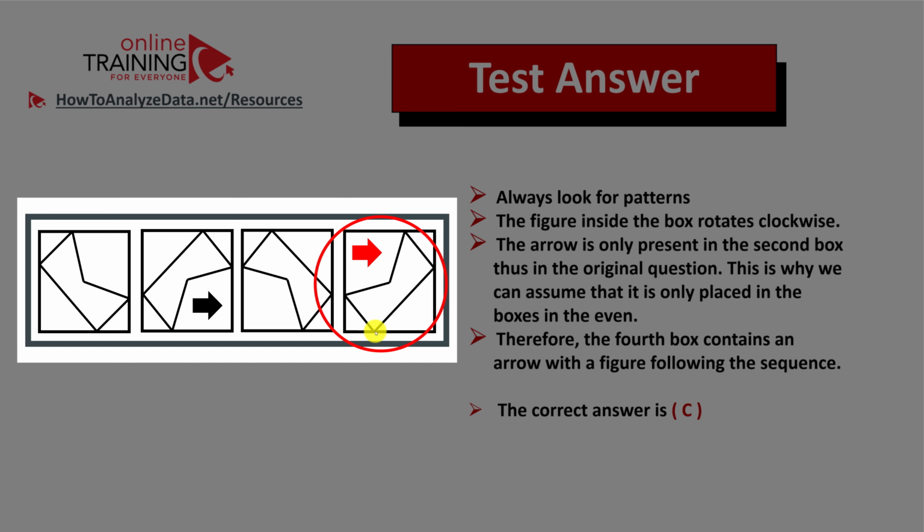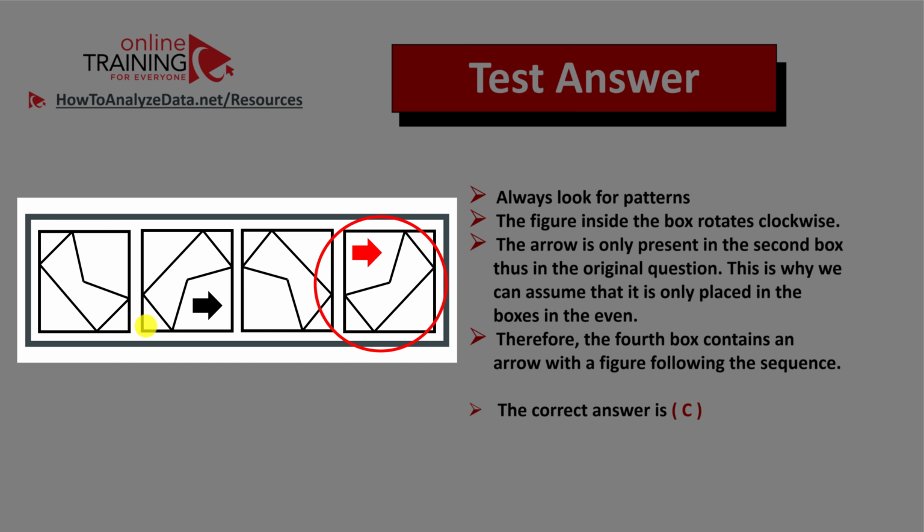Which means that you can logically assume that in the fourth box, it will be touching the bottom line. There is also a pattern of arrows. You see that box number 2 has the arrow pointing to the right. And boxes 1 and 3 do not have this arrow. So the arrow is only present in the second box. In the original question, the arrow is only present in the second box.